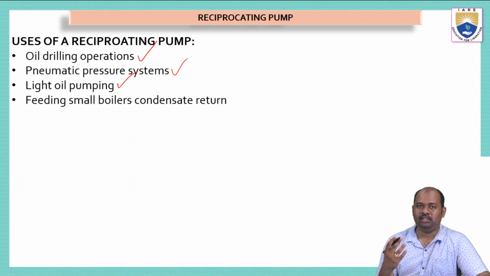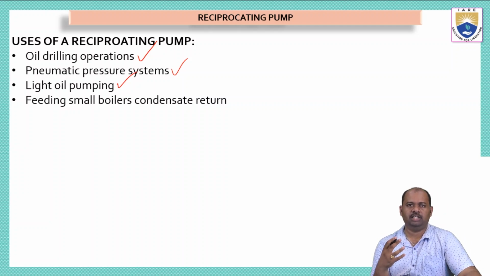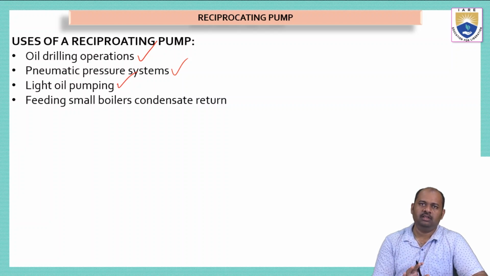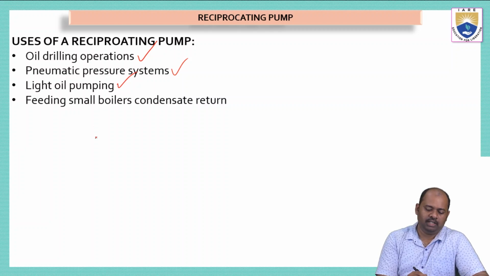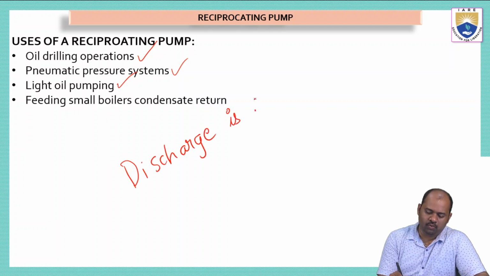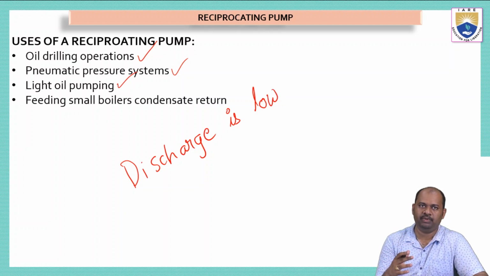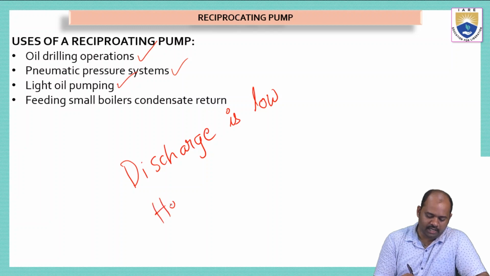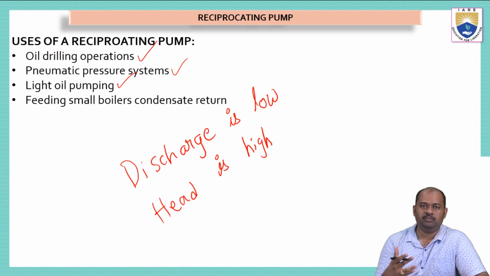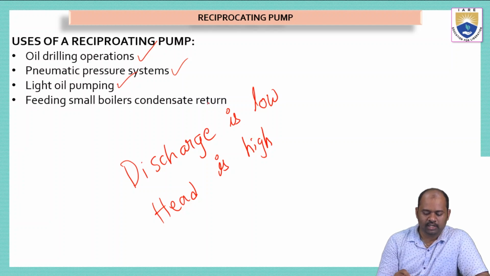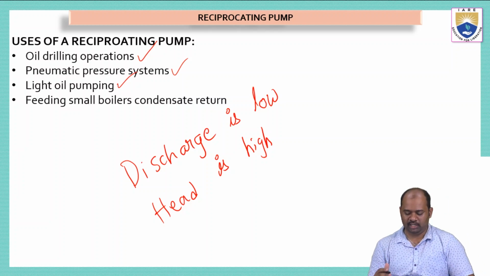When we want to pump very lightweight oil, that means very thin oils, in small quantities, we can use this kind of reciprocating pump, because reciprocating pumps can produce very high head, but very low volume. They cannot create large discharge. Discharge is low, that means the amount of water that can be pumped with this reciprocating pump is very low, and we can get very high head. Head is high. Very high head can be generated with the help of this reciprocating pump. And again, feeding small boiler condensates can also be done with the help of reciprocating pumps.